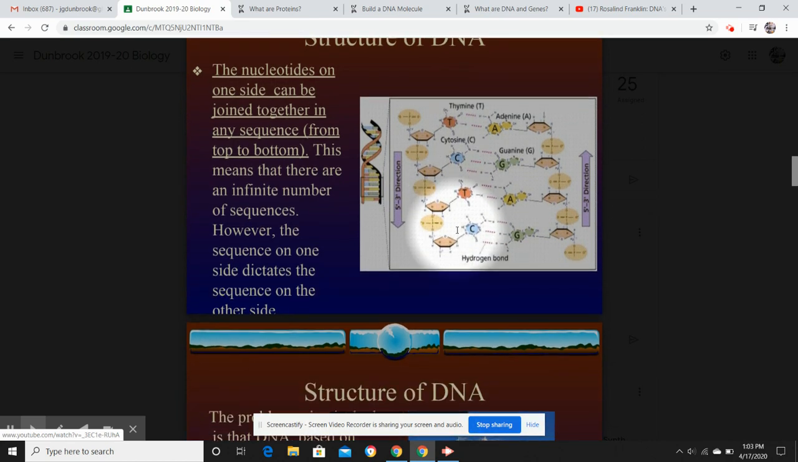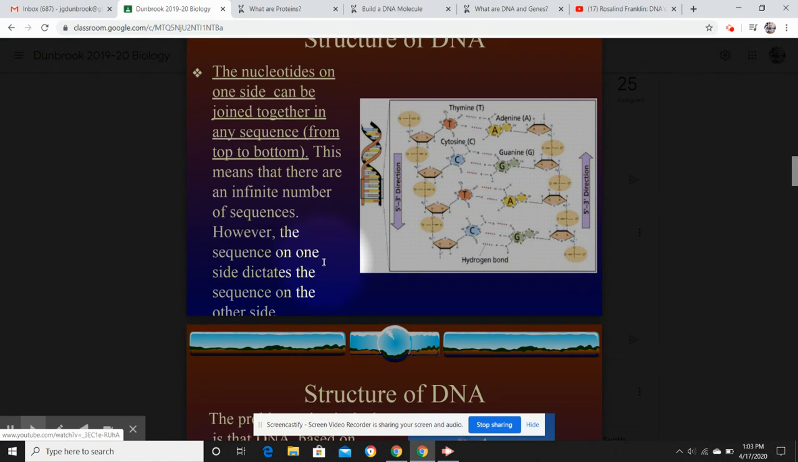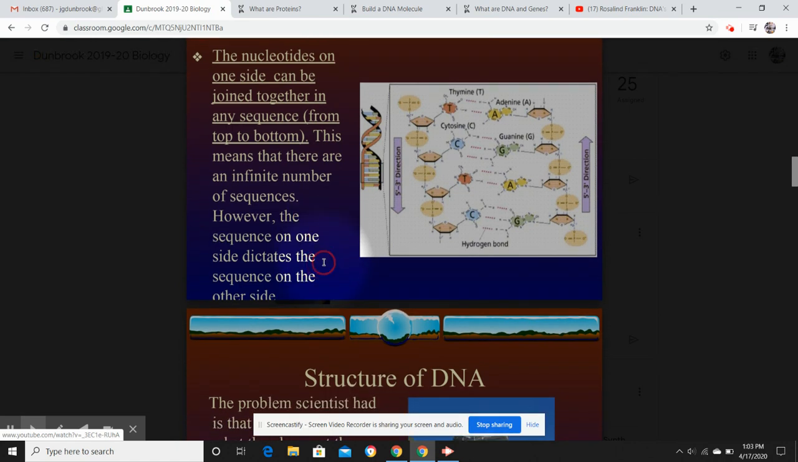Again, this is going to be pounded into us. The nucleotides on one side can join together in any sequence. This is why we have variety in the world, in every organism, from top to bottom. So it doesn't matter what the sequence is going up and down, but whatever the sequence is, let's say on the left side going up and down, that will lock in or determine the sequence on the right side, because you know that if there's an A on the left, there's going to be a T across from it. If there's a C on the left, there's going to be a G across from it, and so on. And again, this base pairing rule, C with G and A with T, is what allows DNA to copy itself. And that's what we're going to get into in a little bit.